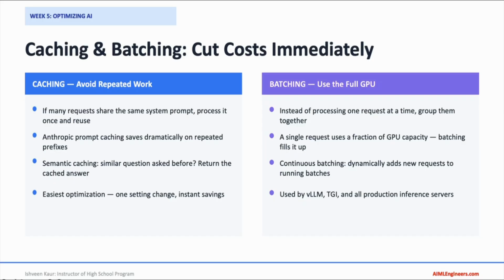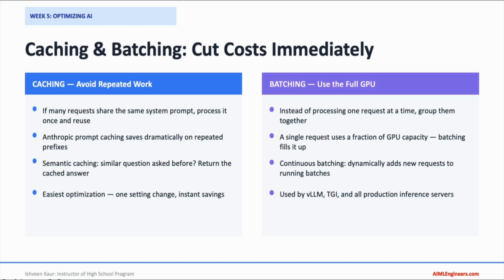Anthropic's API supports this natively. And this can save a lot of money because you're not embedding the same thing over and over again. You're saving a little bit of embedding in every single request, and this cost adds up.